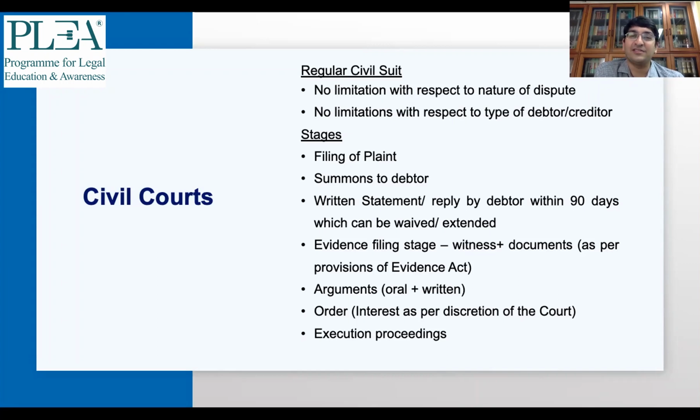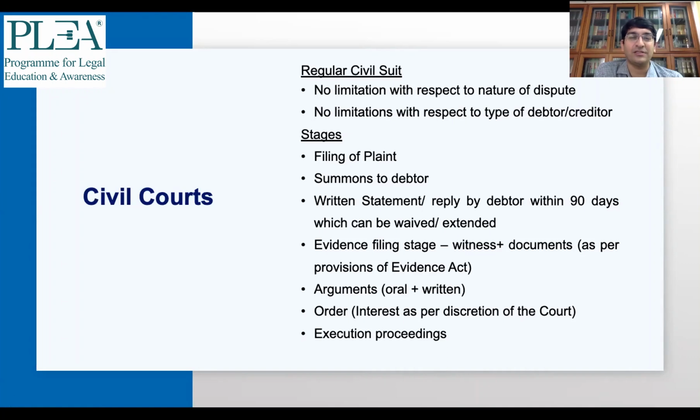After the evidence stage is over, you come to the arguments, which can be in oral or written form. Then the court, based on the plaint or petition filed, the written statement, what evidence has been given in support of your plaint, and what arguments are finally made with respect to these two documents, the plaint and the evidence, will pass the order on whether the debt is actually payable by the debtor or not.